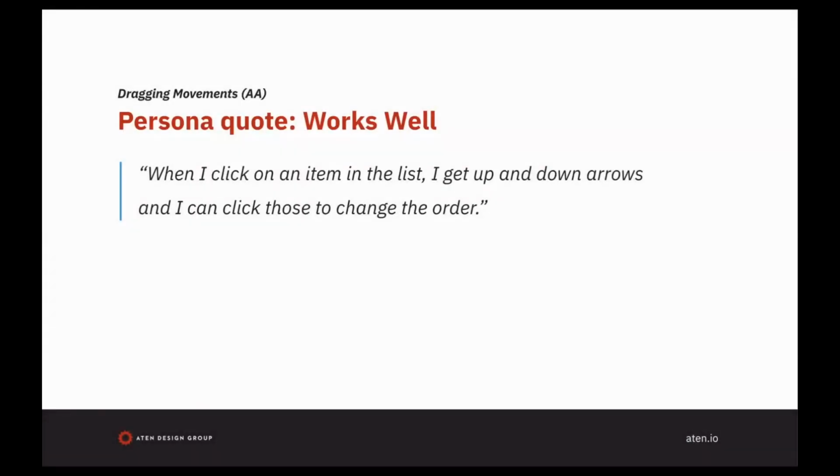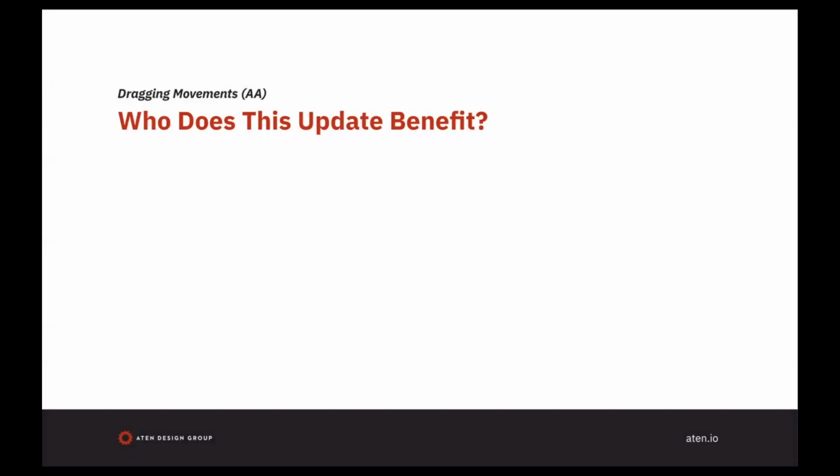What we want to hear is something like, when I click on an item in the list, I get up and down arrows and I can click those to actually change the order. And who does this update benefit? Well, it benefits users who struggle with performing dragging movement and fine motor control, because drag and drop functionality can actually be very difficult.